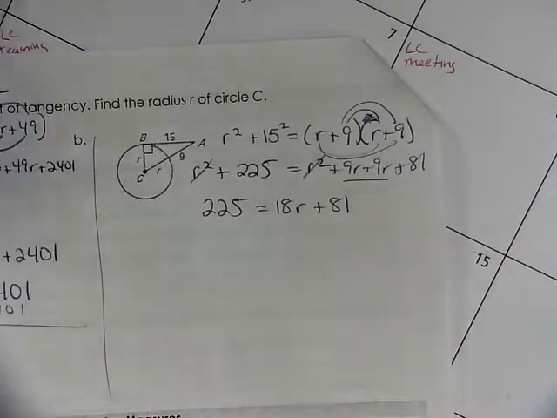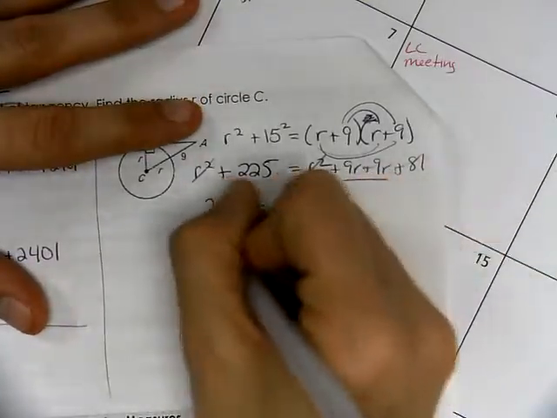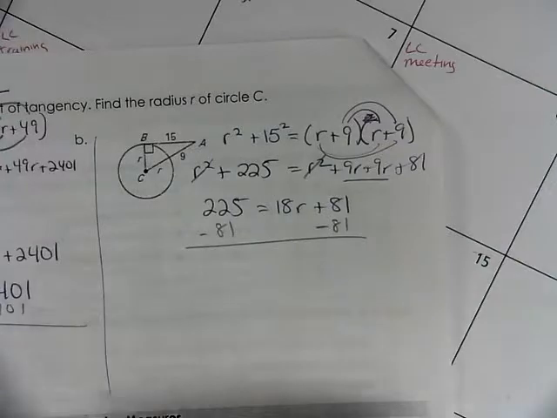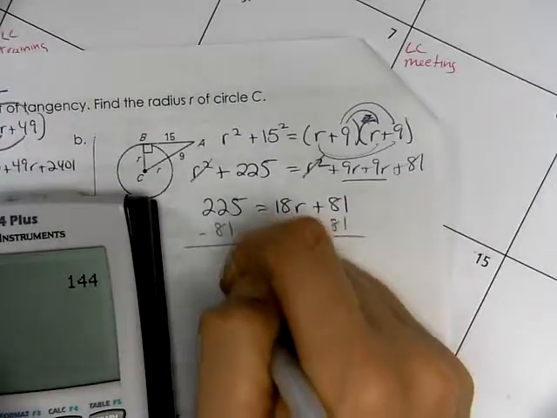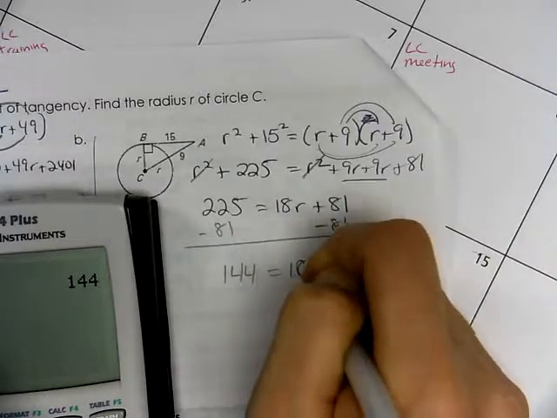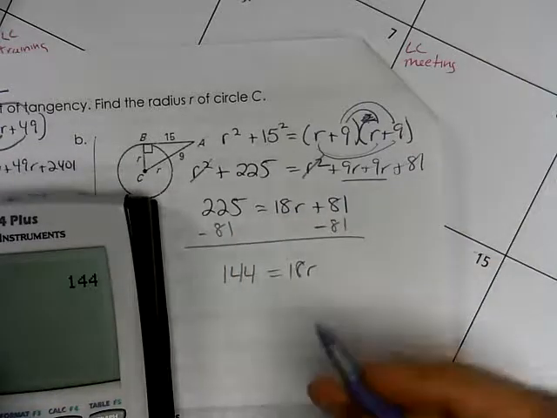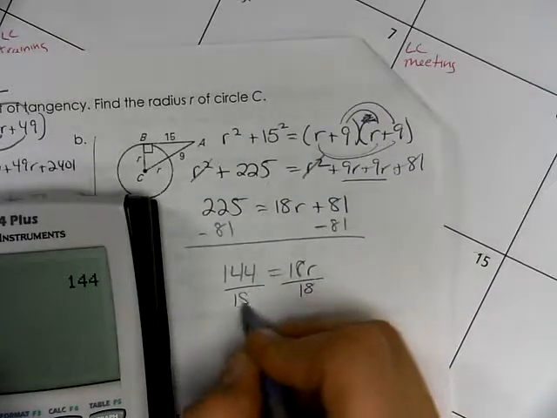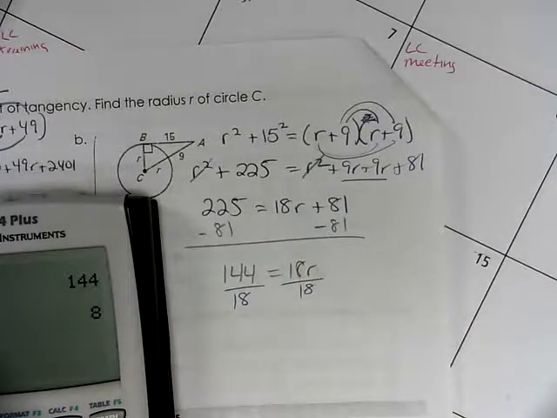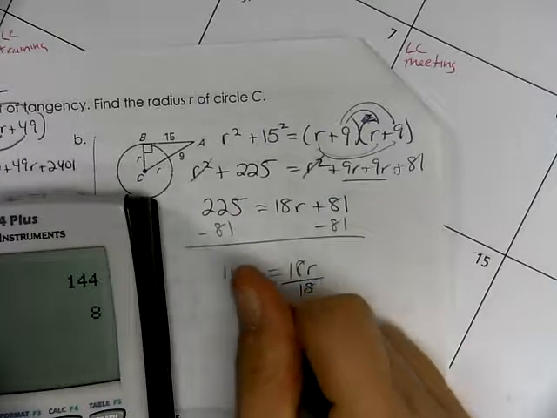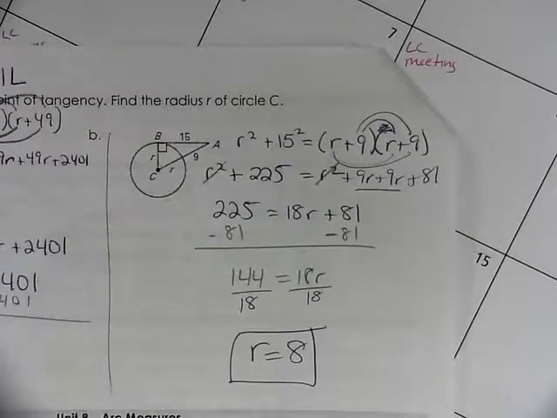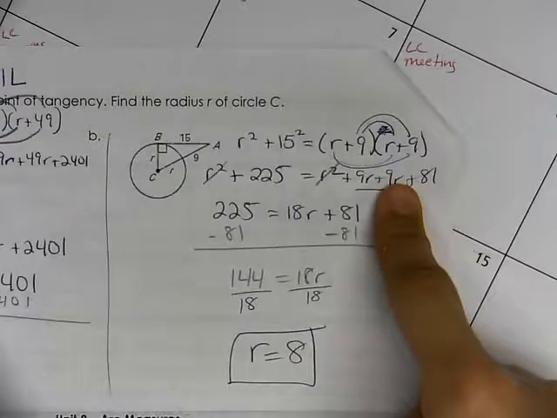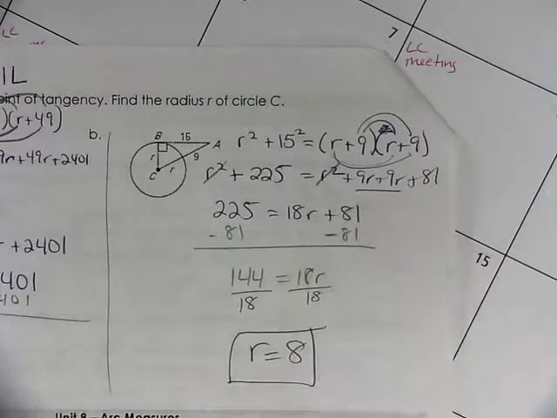Once you get to know this kind of problem, the process is the same. So then subtract 81. 144 equals 18R. And then divide by 18. So you get R is 8. Again, the hardest part is the FOILing. Questions?